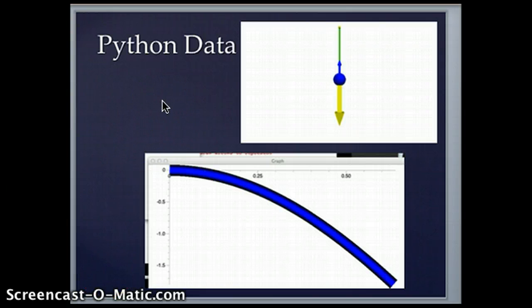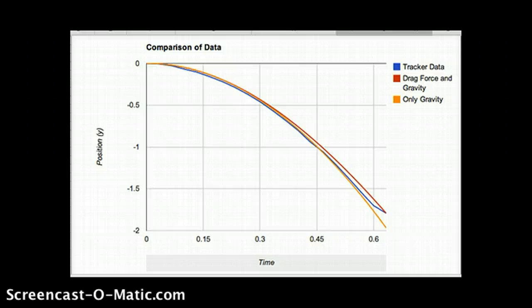Here is what the program looks like when it was run in Python. Here are the 3 lines of data gathered from Tracker and from the 2 sets of Python code. The blue, which is the Tracker data, matches up very well with the red line, which accounts for drag force and gravity. The yellow line, which only accounts for gravity, veers off to the left and over predicts, mainly because you're only taking into account one force as an interaction.